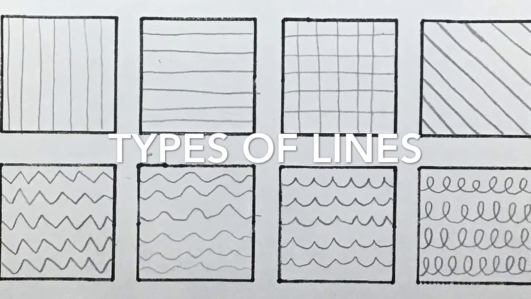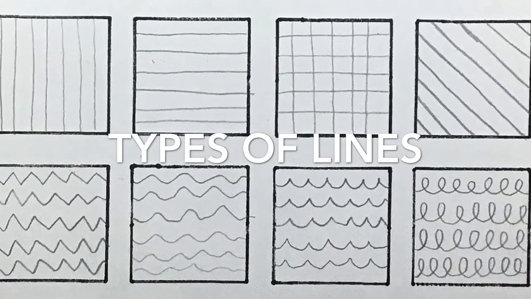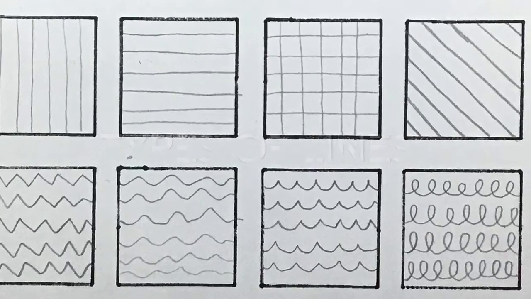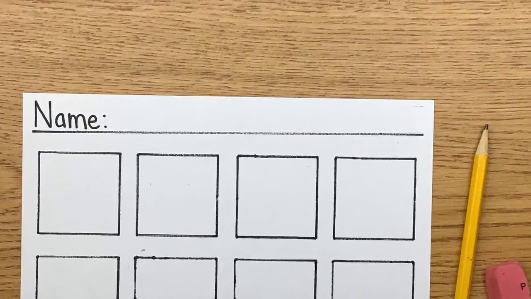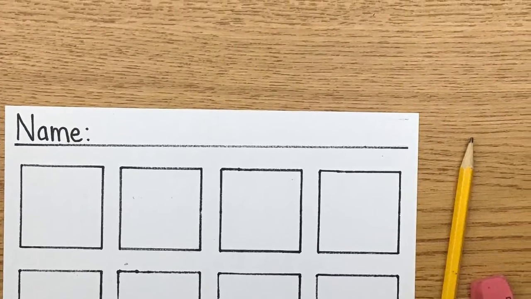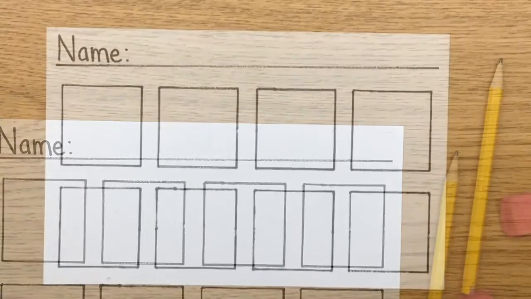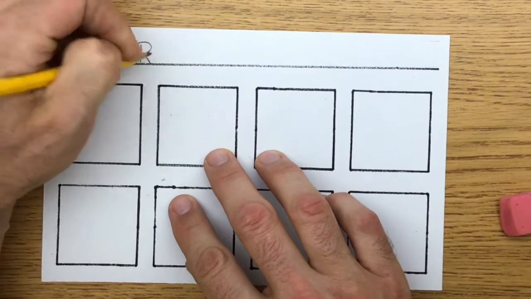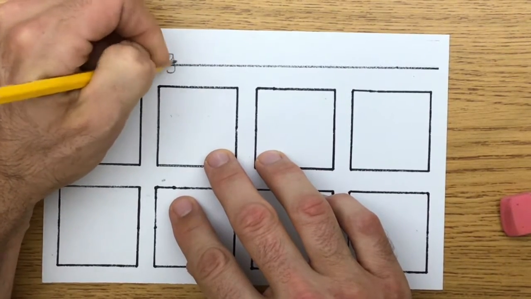We're going to be looking at the different types of lines that there are and just a few that we are going to use today. So let's get started. First you'll need a sheet of paper and a pencil and eraser. Of course, whenever we get a handout or worksheet like this, we're going to put our name up at the top.